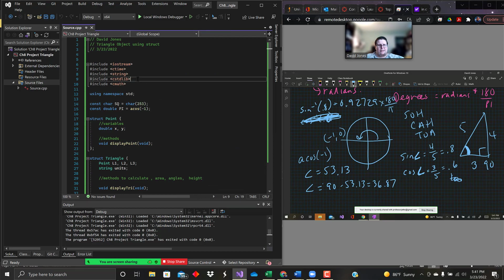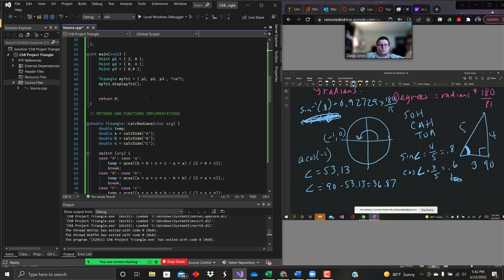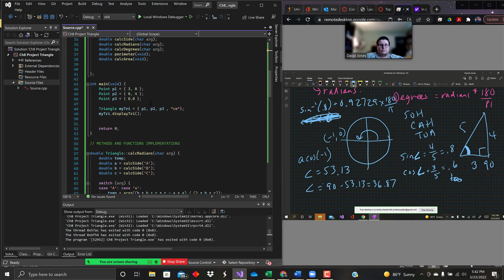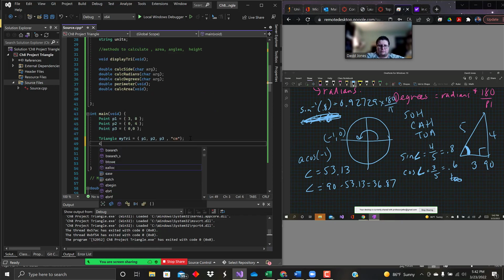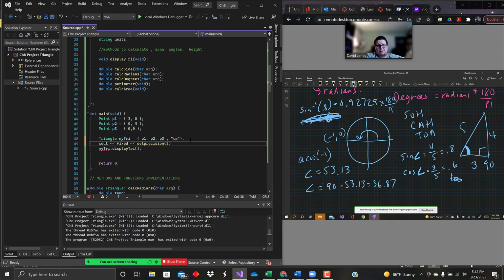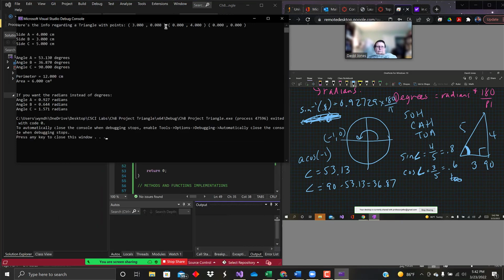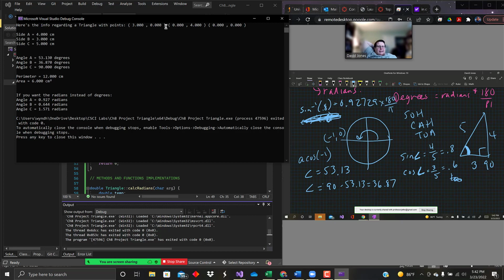So if we want to fix it at 3, we need to include the IO manip. Under 3, I think I said. Let's check it out. There's some extra spacing in there, but this is looking good. Looking good.